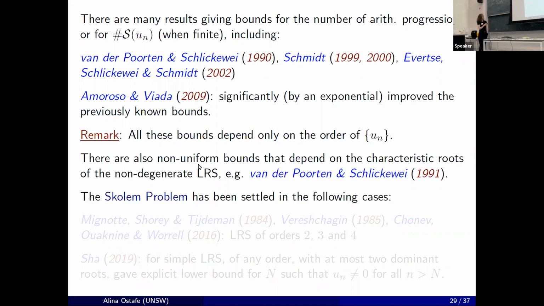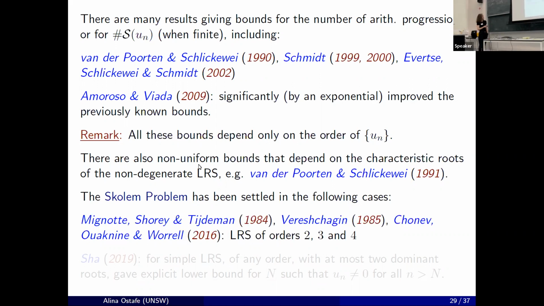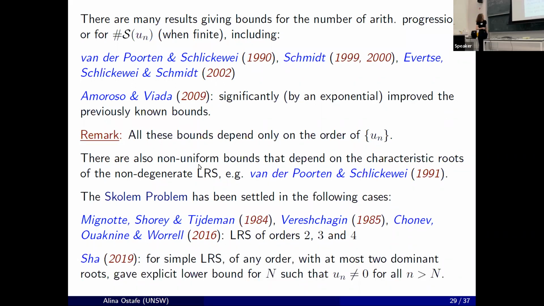The Skolem problem has been settled only for linear recurrences of orders 2, 3, and 4. For linear recurrences of order at least 5, the problem is open. And Shah more recently gave a result for simple linear recurrences of any order with the usual condition on dominance of the roots, so with 2 dominant roots. He gave an explicit lower bound for n such that u_n is not 0 from that stage.